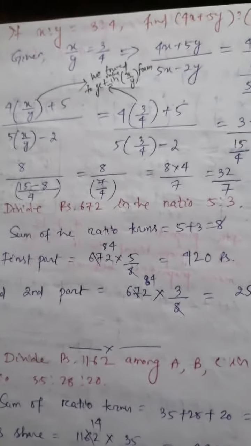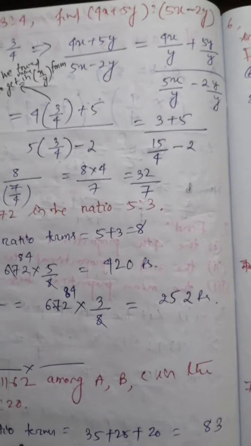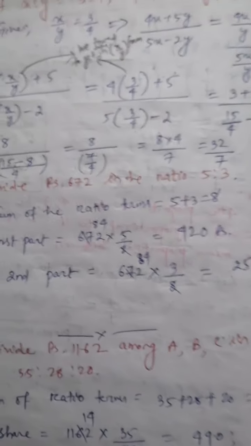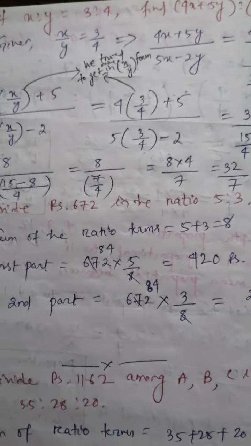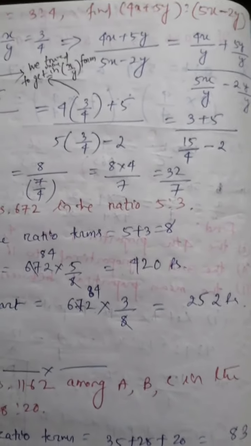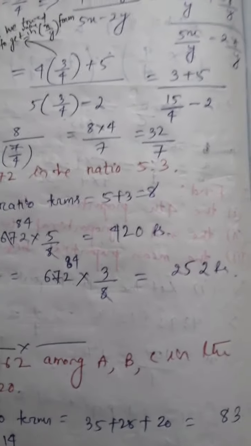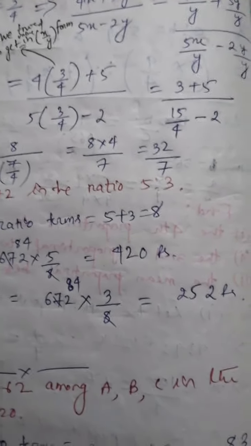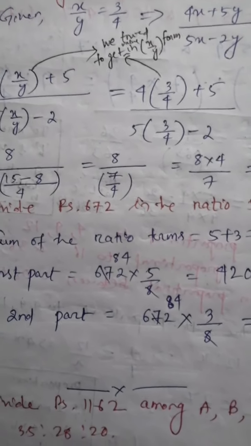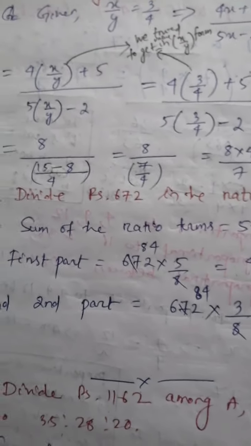Now I will go to question number 3. Just take a careful look here. If x is to y equals 3 is to 4, find 4x plus 5y is to 5x minus 2y. First of all I will write it in fractional form: x by y equals 3 by 4, and we have to find 4x plus 5y divided by 5x minus 2y. I will divide each term by y, so that the terms come in an x by y form.